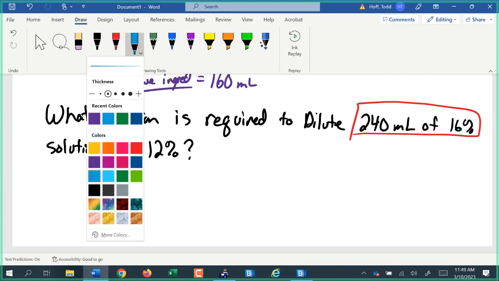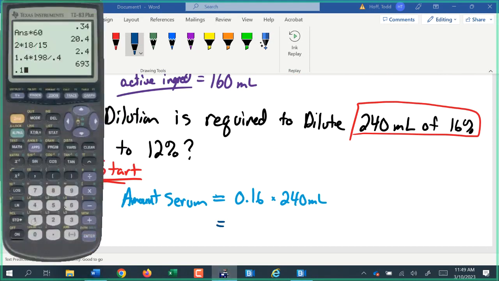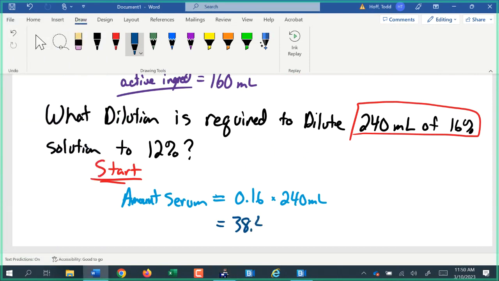So let's look at how much active ingredient or how much serum we have here. So it's going to be 16%, 0.16 times 240 milliliters. So 0.16 times 240 gives us 38.4 milliliters of serum. When we do a dilution, we don't add any active ingredient. The only thing we add is a neutral solution, sterile water usually.